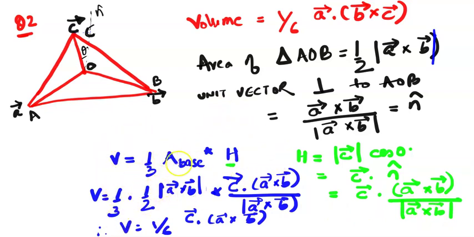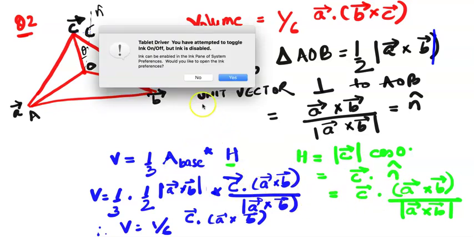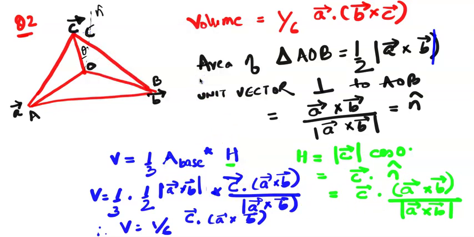Now let's substitute all of these values back into the formula for volume. So 1/3 into area of base, which is half A cross B, into, and I've used the asterisk sign so that we don't confuse between the dot product, the cross product and the multiplication sign, because these two are scalar quantities. And then we substitute the value here. And then we know that this and this will get cancelled out.